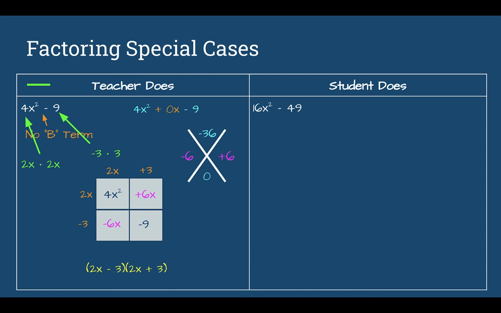So now it's your turn one last time. Pause the video. What are the two binomials after factoring 16x squared minus 49?